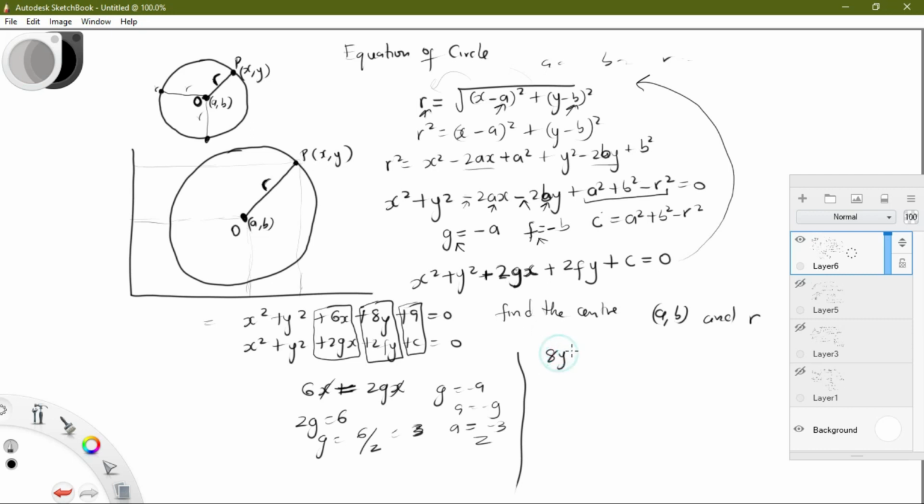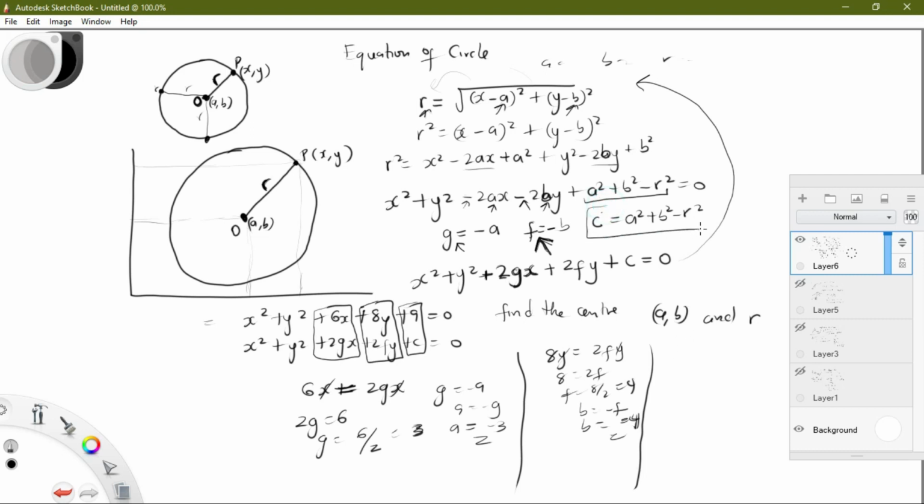So we can see 8y equals 2fy, right? y cancels y. 8 equals 2f, then f equals 8 divided by 2, which is 4. Now since we already said that f should be equal to minus b, then b will be equal to minus f, then b equals minus 4. So we've known a to be minus 3 and b to be minus 4. How about we get the radius? How do we get the radius?